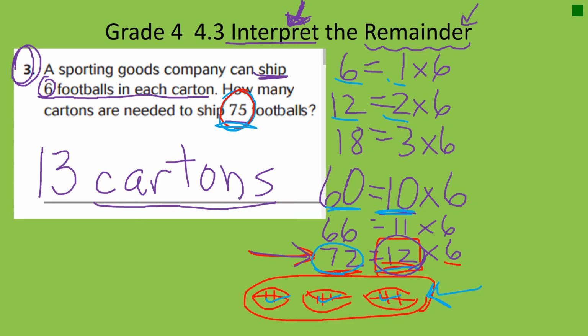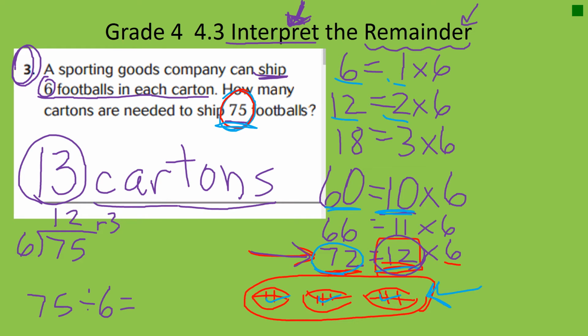So the division problem that we just did would look either one of 2 ways. We did 75 divided by 6, and we got 12 remainder 3. But that wasn't the answer they were asking for. Or we could have written it this way: 75 divided by 6 equals 12 remainder 3. So the remainder of 3, or the remaining 3 footballs, is what we had to think about.